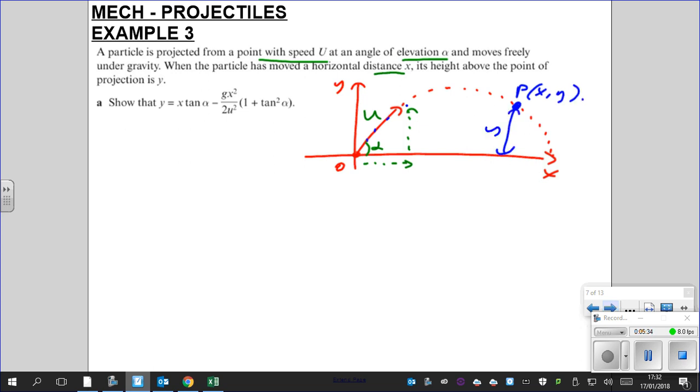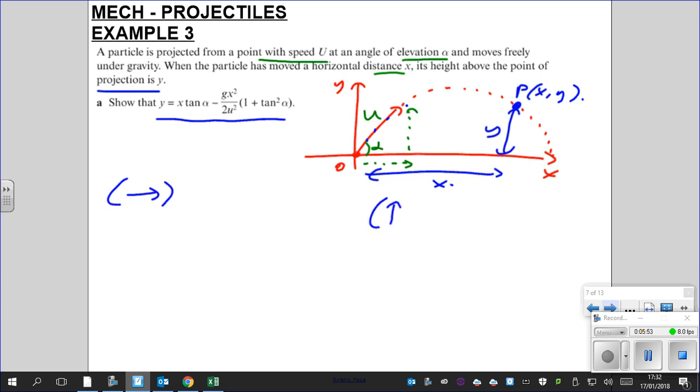So can you see it's got a y coordinate here and an x coordinate here. So that's what we're going to work in. It says that the height of the projectile is y, and we're going to show that this is true. A bit more complicated maths now, but actually it's all just the same thing, just with algebra.